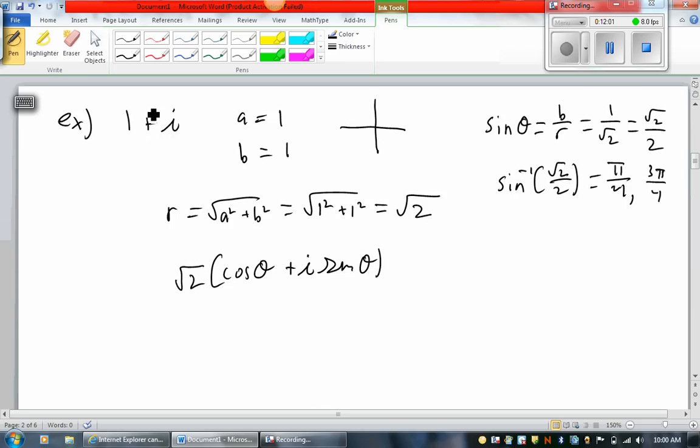However, think about our graph. We have 1 plus i, up 1 and over 1. The point is right here. The point we know is in quadrant 1 if we graphed it. So ignore that. Our answer is pi over 4, which is, of course, 45 degrees.